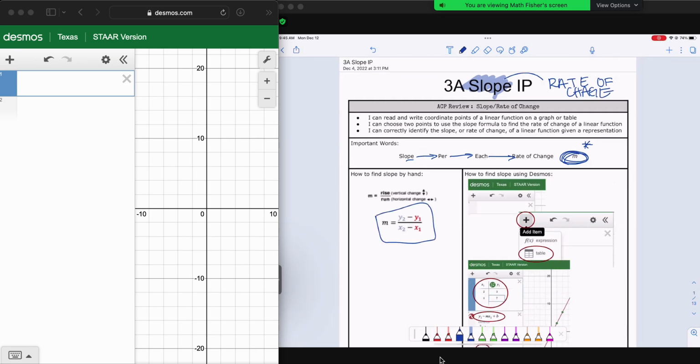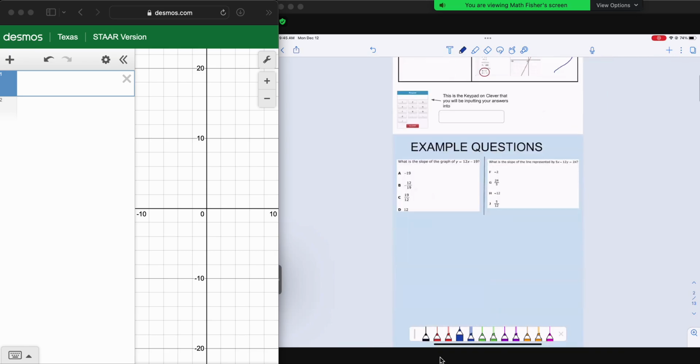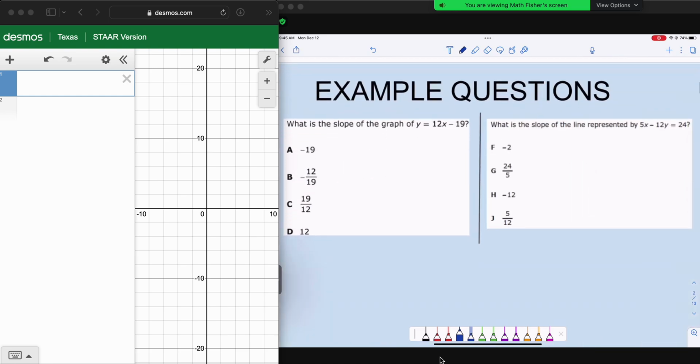Okay, we can use this formula, or you can use Desmos. We like Desmos. Here's the steps for Desmos if you need to remember. I'm not going to go through them. For the first question, we have, what is the slope of the graph of y equals 12x minus 19? This is in y equals, which means it's in y equals mx plus b. Remember, your m is your slope, and it's in front of x, meaning 12 is your slope.